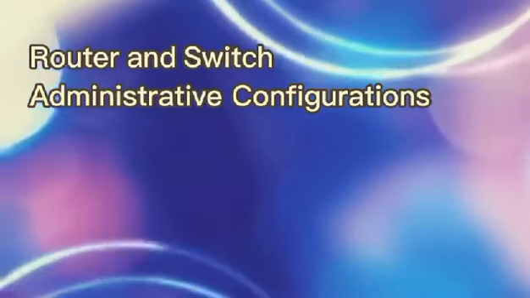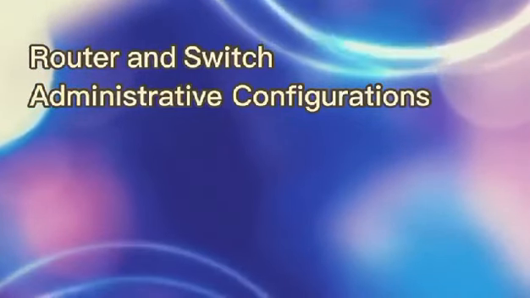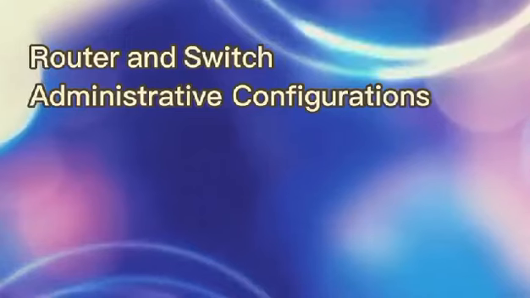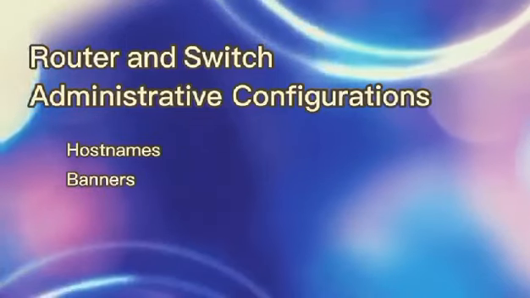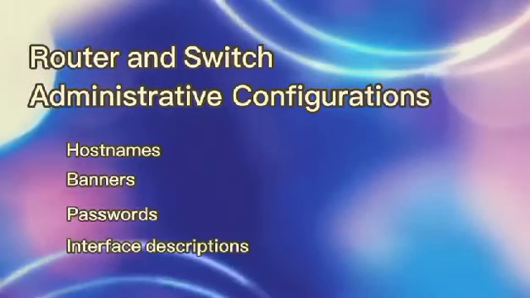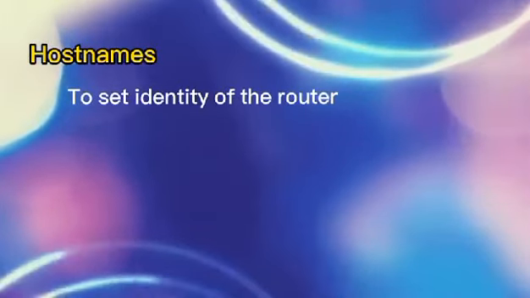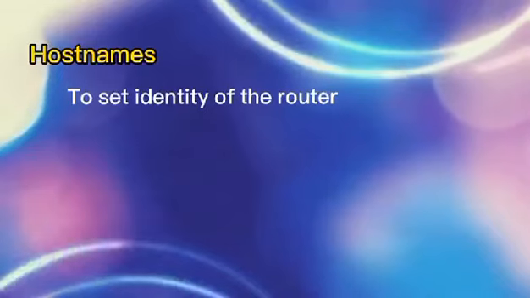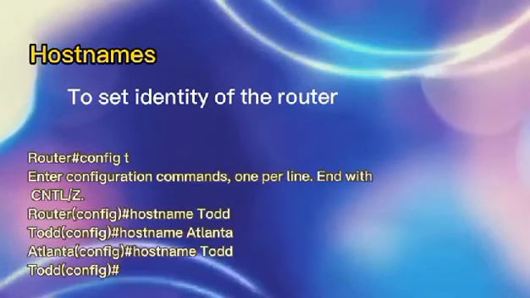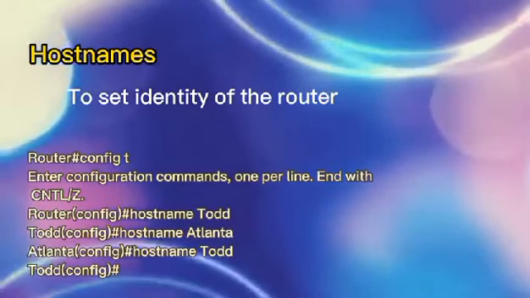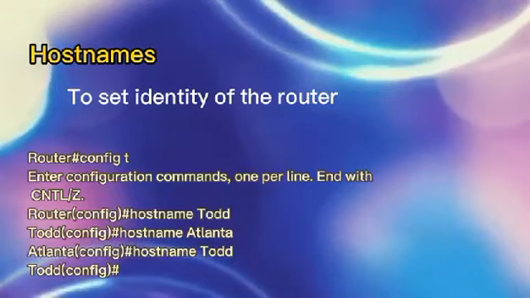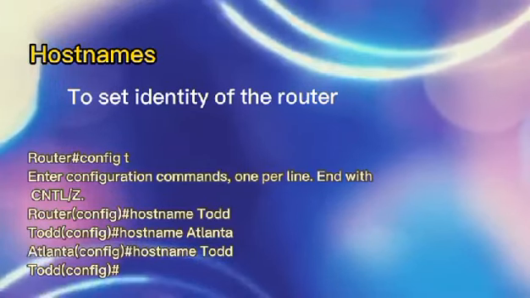Now, for the router and switch administrative configurations, the most popular and most important administrative functions that you can configure in a router and switch are as follows: host names, banners, passwords, and interface descriptions. For host names, you can set the identity of the router with the hostname command. Configuring the host name will also help you confirm that you are indeed configuring the right device.